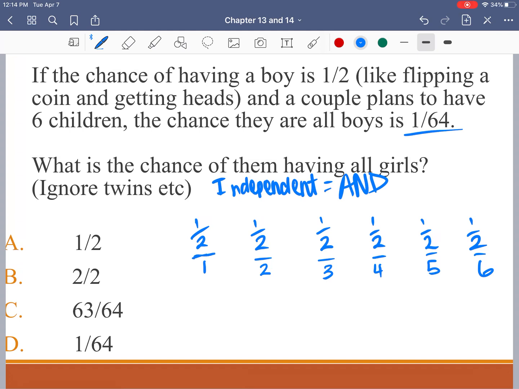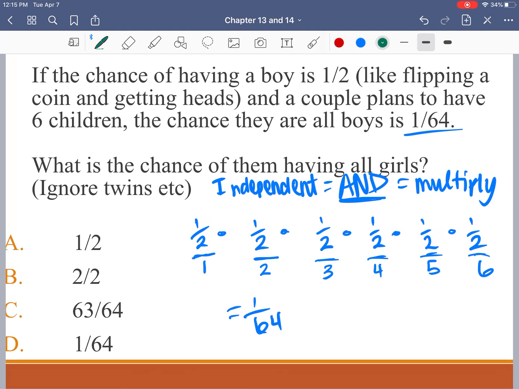Since it's independent, it means, as I just explained it, I said the first baby and the second baby and the third baby and the fourth and the fifth and the sixth. The only other option would be to say or, and that doesn't work because we're talking about all of them, not one or the other. So because it's and, it means multiply. So we just do 1/2 times 1/2 times 1/2 times 1/2 times 1/2 times 1/2, which is 2 times 2 times 2 times 2 times 2 times 2 on the bottom. Yeah, that's 1 out of 64. That's where that comes from.